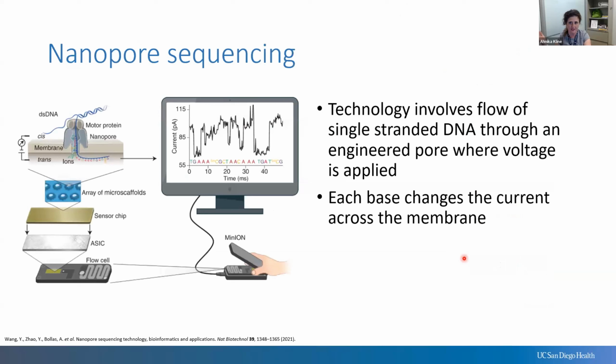So nanopore sequencing, for anyone in the audience who doesn't know, is a brilliant sequencing technology where there's a constructed nanopore in a membrane, and single-stranded DNA moves through that pore, and across that membrane, there's a voltage being applied. As the piece of DNA clicks through the pore with different nucleotides, each base changes the current across the membrane, which can be measured by a sensor chip. And so the base calls are made based on current.